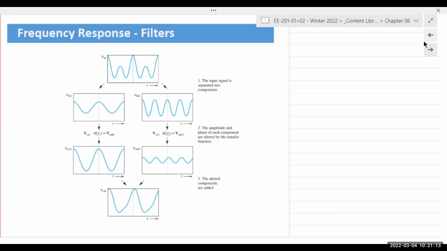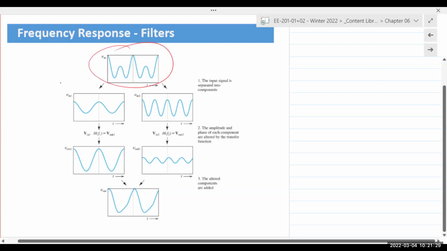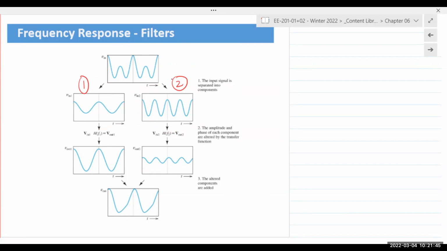Right here, I'm showing you that V in is being split up into two. That is not what a filter is actually doing. Okay, it's not splitting it up. This is just purely for the purposes of explanation. All right. So we take the incoming input signal and we can mathematically represent it as two separate sinusoidal signals. Call the one on the left one and the one on the right two. Now, both of those are passed through this exact same circuit, but that circuit, depending on its transfer function, is going to affect each one of those differently.